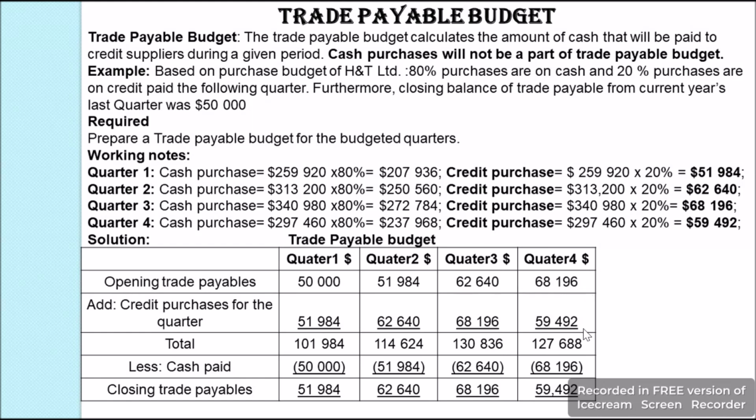So we start with $68,196. To this we add the credit purchases of the last quarter, which we have here as $59,492. So when we add this, we get the total as $127,688. From there again we subtract the cash paid, because the credit purchases of the third quarter will be paid in the fourth quarter. So $68,196 will be subtracted. So now the closing trade payable balance for the fourth quarter will be $59,492. So this is how we make the trade payable budget.